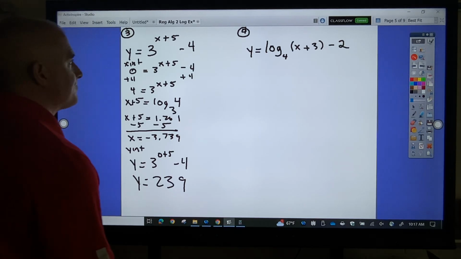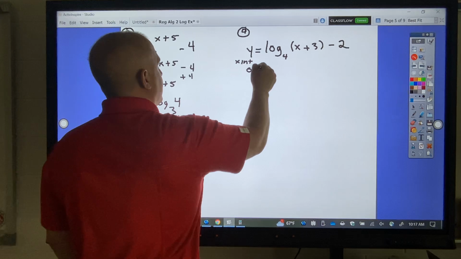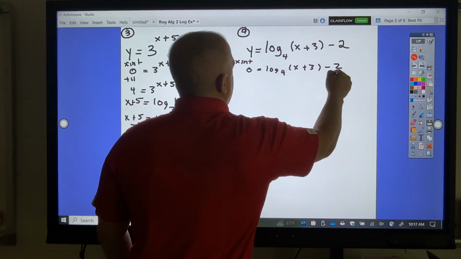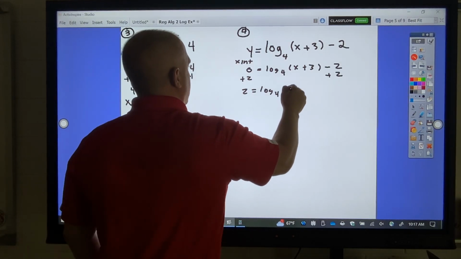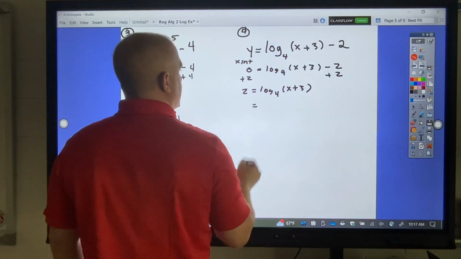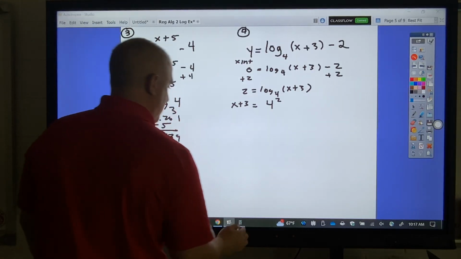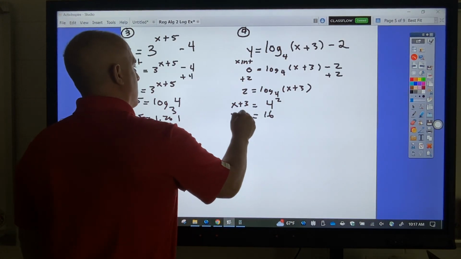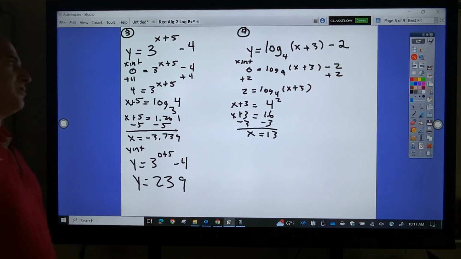Okay, all right. So on this one, for the x-intercept, I'm putting 0 in for y. I got to add 2. Now I cannot evaluate that, so what that's going to turn into is base 4. The 2 is going to join it. X plus 3 is over here. Now I can calculate 4 to the second, 16. Subtract 3, I got x equals 13. That would be the x-intercept.